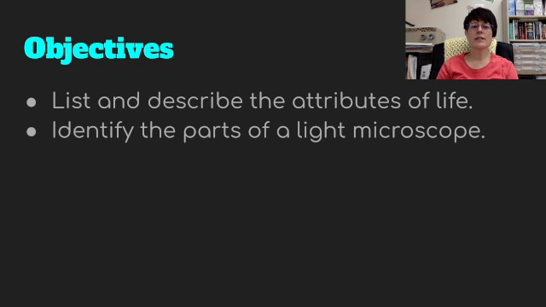Okay, so our objectives for today's video were to list and describe the attributes of life and to identify the parts of a light microscope. Now, don't forget to continue playing this video until you answer the questions at the end. And also, don't forget your 5 questions in your notes. Also, this is the last video for this chapter. So you can start studying Quizlet, you can start studying for your test. There are also questions at the end of this study guide to help you study for that test.